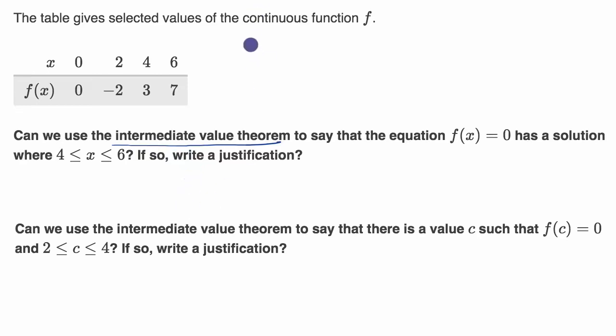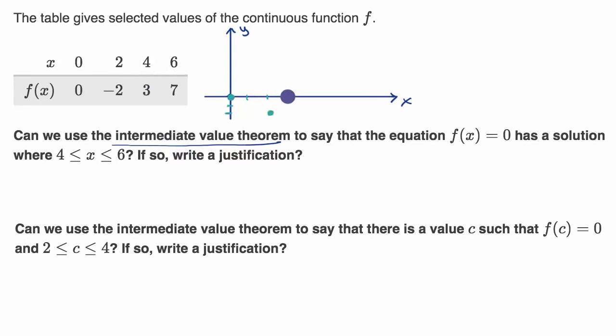Okay, well, let's just visualize what's going on and visually think about the intermediate value theorem. So if that's my y-axis there, and let's say this is my x-axis right over here. We've been given some points. We know when x is equal to 0, f of x is equal to 0. Let me draw those. So we have that point. When x is equal to 2, f of x is equal to negative 2. So we have a negative 2 right over there.